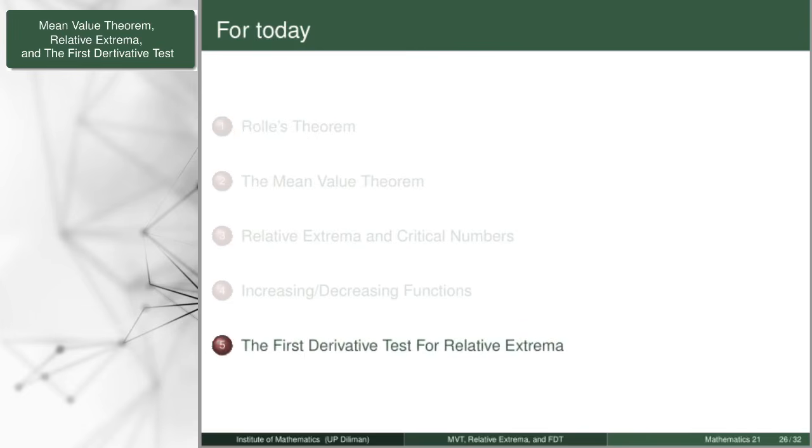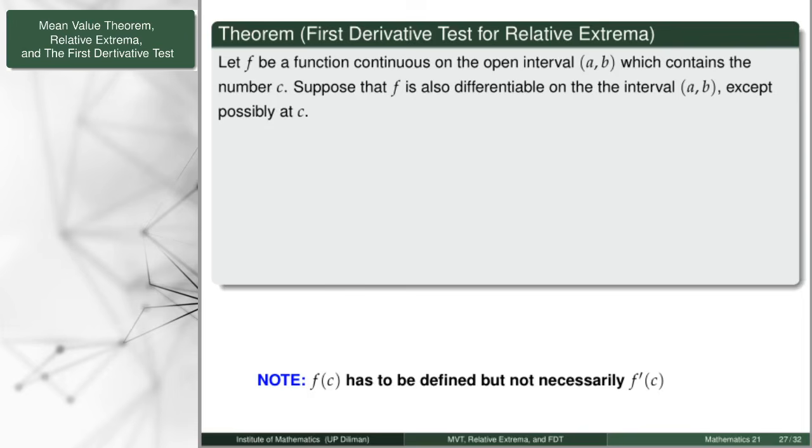Now, recall that the main goal is to find the relative extrema of my function. And we have learned in the previous video that we can reduce the number of things to test by finding the critical numbers of my function. However, as was also said in the previous video, a critical number is not necessarily an x-coordinate of a relative extremum point. Now, this next theorem will help us test whether a critical number is an extrema or not, and that is called the first derivative test for relative extrema.